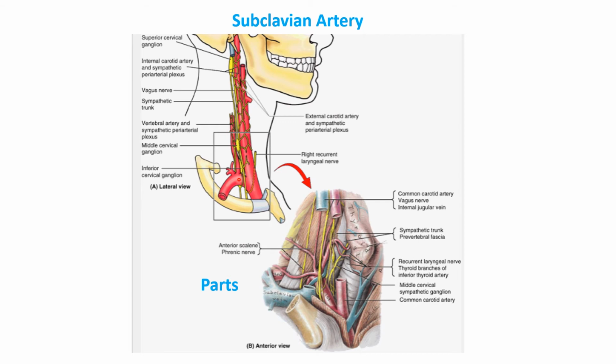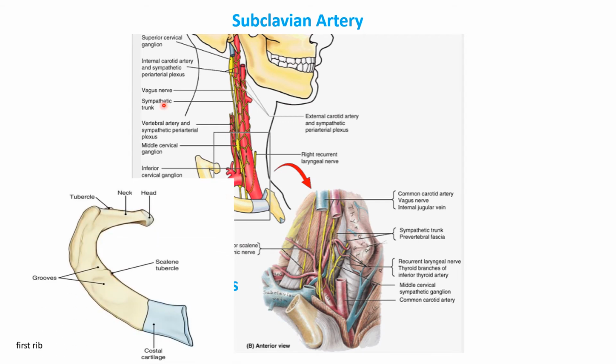Now, from its origin, it is present in the area of the root of the neck. And it moves from this area of the sternoclavicular joint all the way to the outer border of the first rib, where its name changes and it is now known as the axillary artery. Now, when it is on the first rib, as you studied earlier, here at the scalene tubercle was the attachment of the scalenus anterior. And behind this, on the groove on the first rib, the groove which is behind the scalene tubercle, that is where the subclavian artery was present.